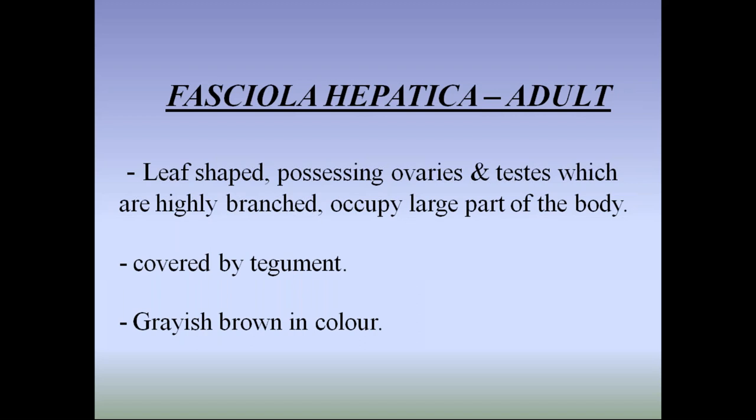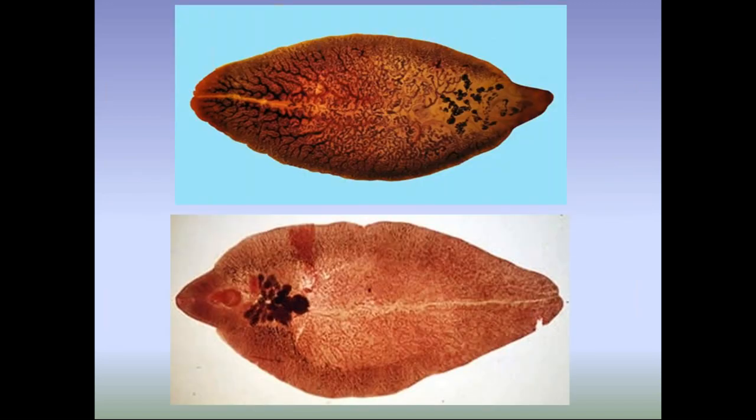There are suckers. The anterior end has a conical projection, also called the shoulder, containing the oral sucker, while the posterior end is rounded. Please all of you see the anterior end and posterior end of the adult worm of Fasciola hepatica. The anterior end contains the oral sucker, and the posterior end is rounded.